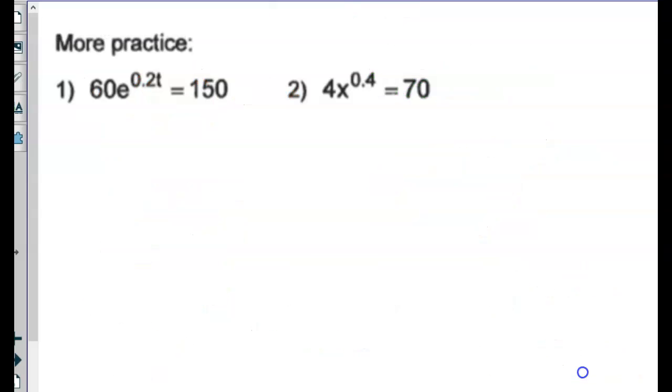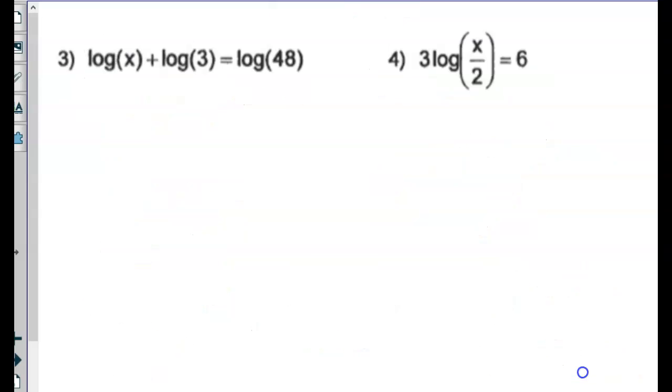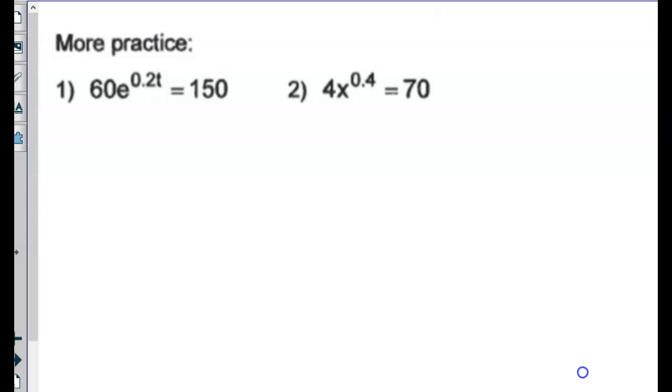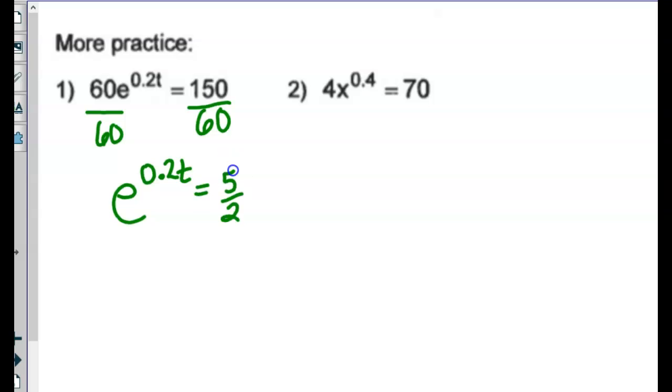All right, are there more of those? No, just mixed up altogether? All right, let's try this. Who's got this one? Destiny, you got the first one? What do we do first? Divide by 60. I don't know if that comes out nice. I might just leave it until later in the question. Oh, it is 5 halves? And then?